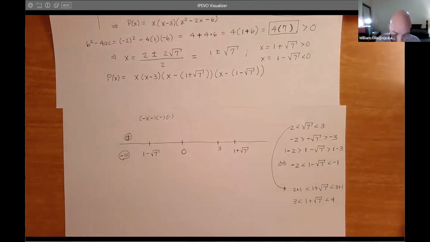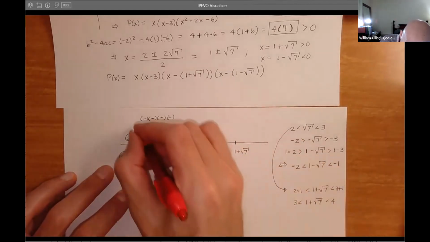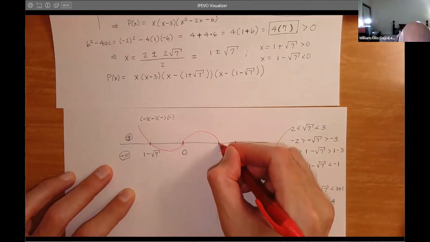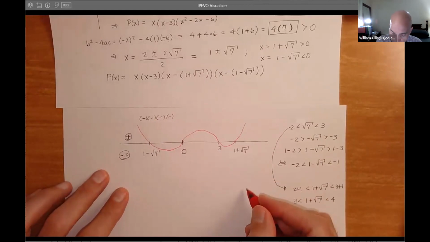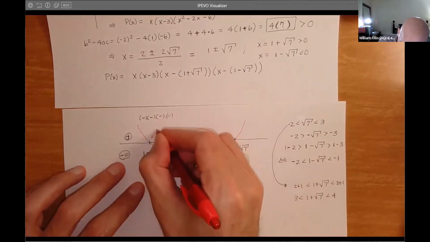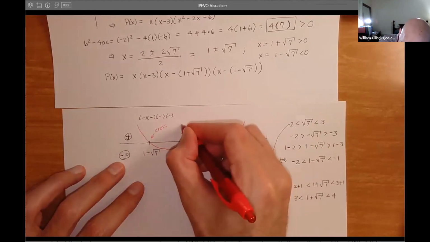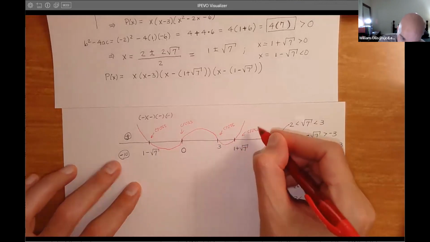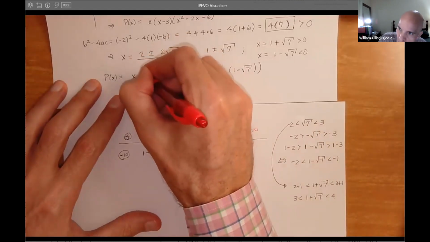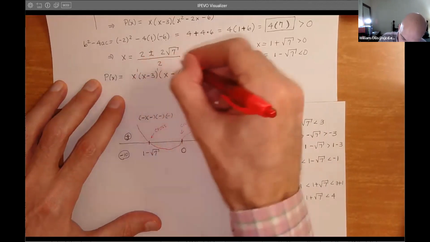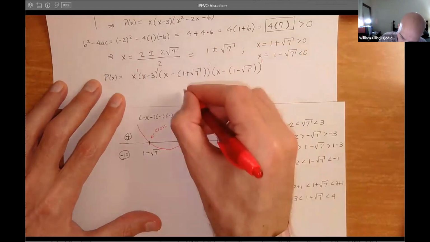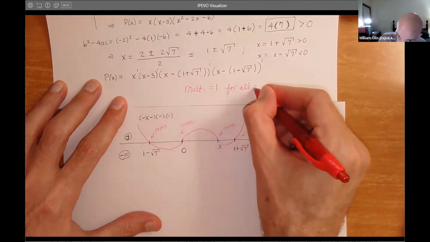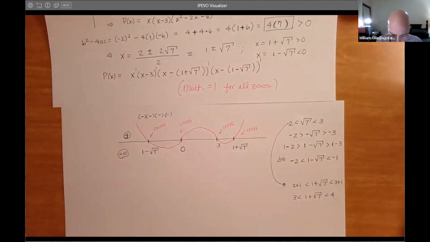So again, when you think about this, we cross at all of these places. So above, cross, cross, cross, cross. So this is just using multiplicities of 1. So at each case, we cross because of multiplicity 1. Cross, cross, cross. And that has everything to do with x minus 0. That's a 1, a 1, a 1, a 1. Multiplicity equal 1 for all zeros. So you don't have to do much with your sign test.